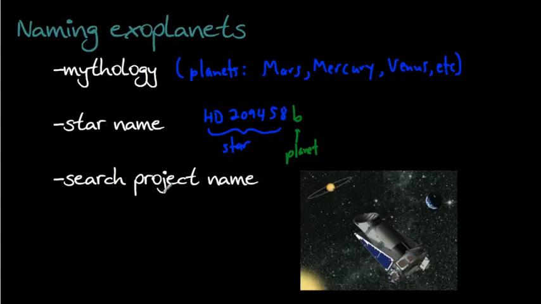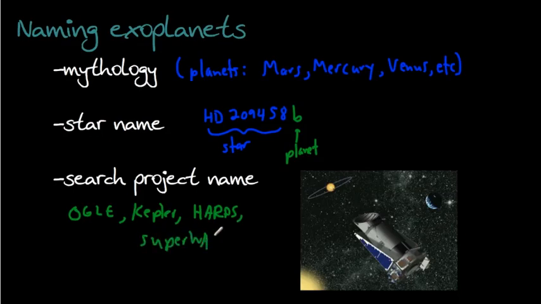Now, sometimes they're also named after the search project's name or the catalog. So, for example, there are really funny names. One's actually called OGLE, O-G-L-E. That's a gravitational lensing survey. But there's lots of other ones. There's one called Kepler, which we're going to talk more about. There's one called HARPS, for example. There's SuperWASP. There's a whole ton of these.